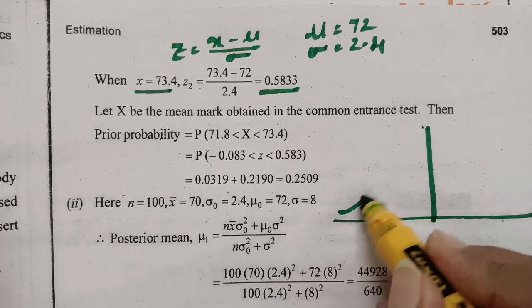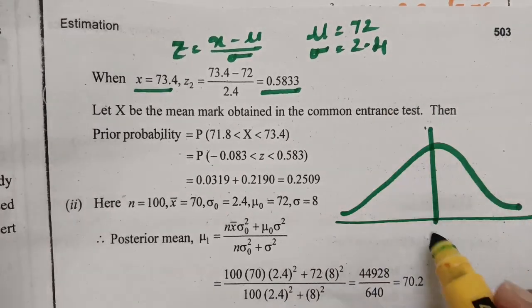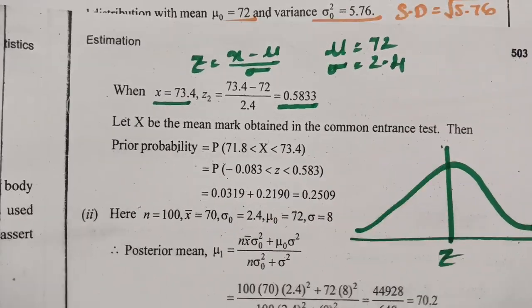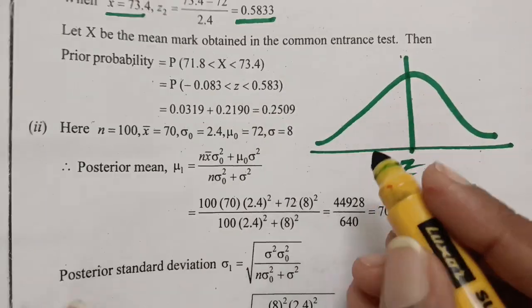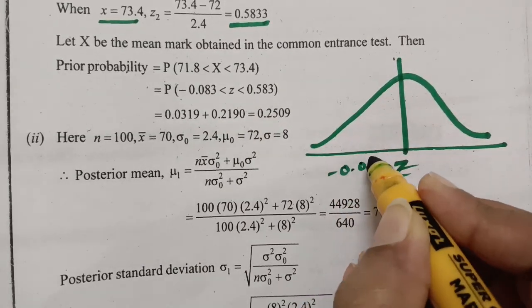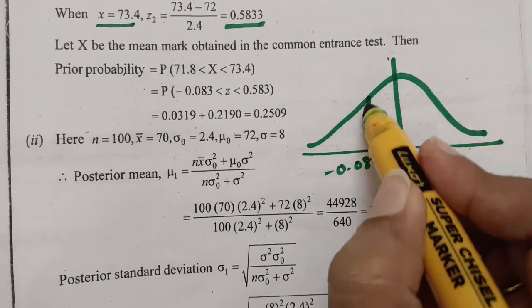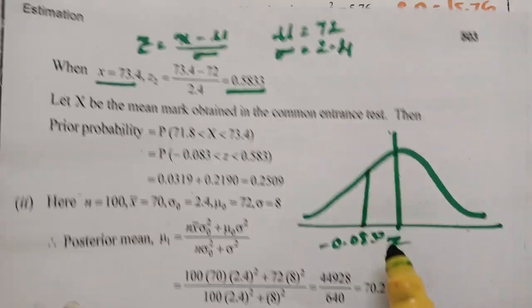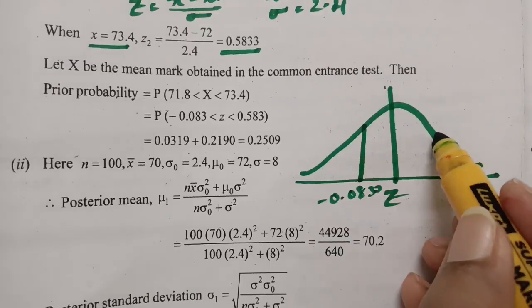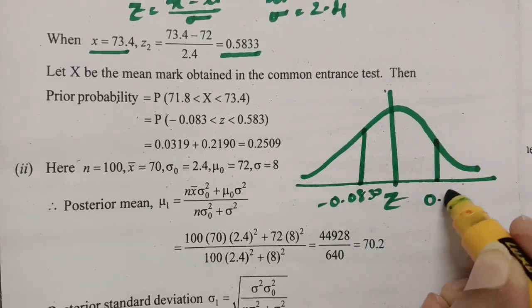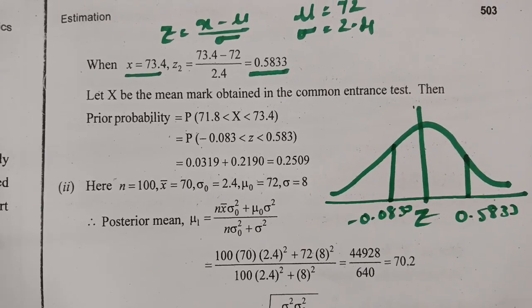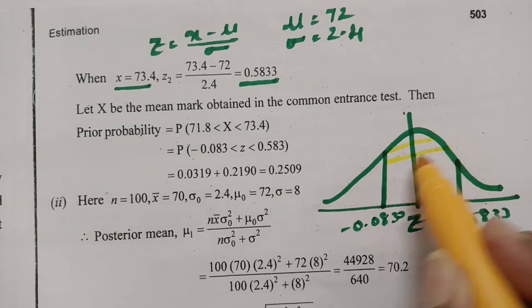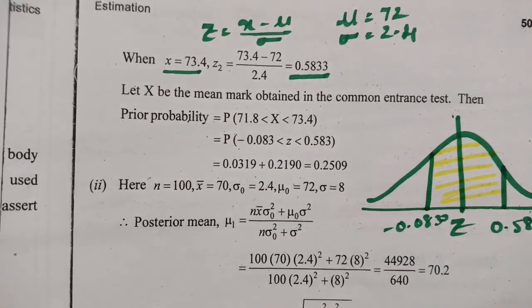And therefore, here is the normal graph. In terms of z, for the first value, 71.8, the value is minus 0.0833. This is the negative side. And the other value is plus 0.5833. So this is the area which we need to calculate.